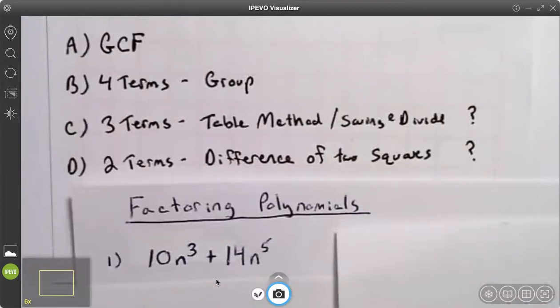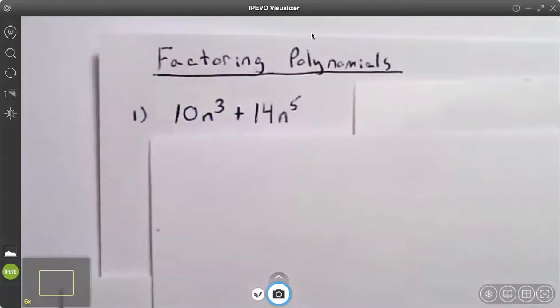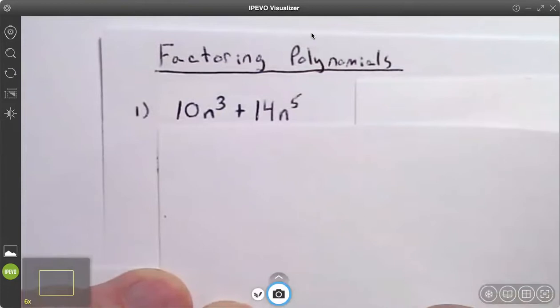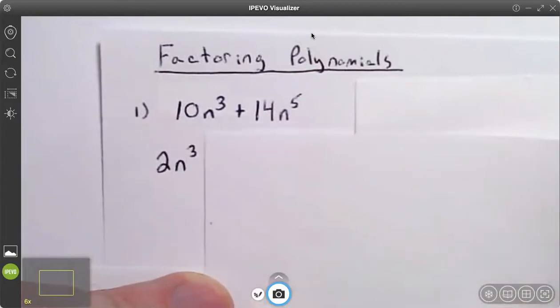I have even numbers, so I know 2 will come out. I have n's in both terms, so I know I can pull some n's out. So I'm going to factor this binomial using the greatest common factor. 10 and 14 are even numbers, so I know 2 will factor into both of them. The first term has 3 n's. The second term has 5 n's, so I can take 3 n's out of both terms. So my greatest common factor is 2n cubed.